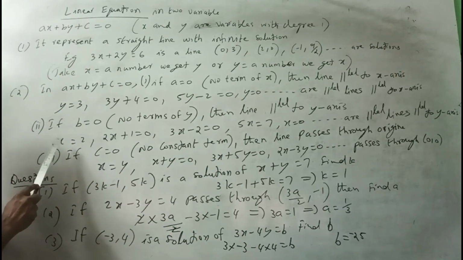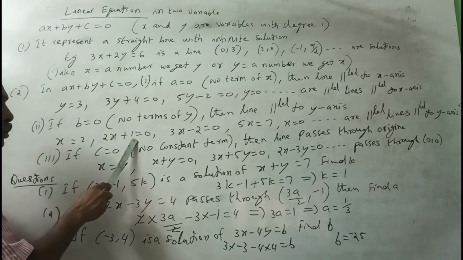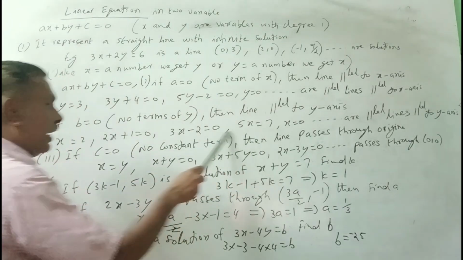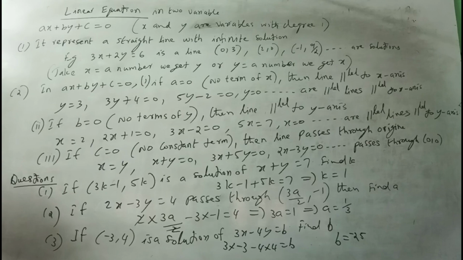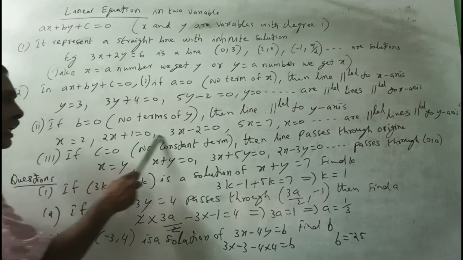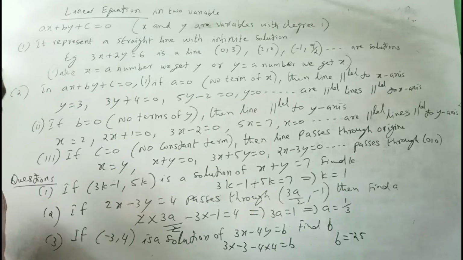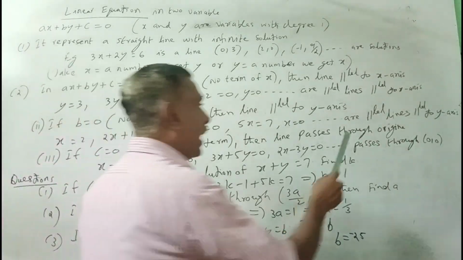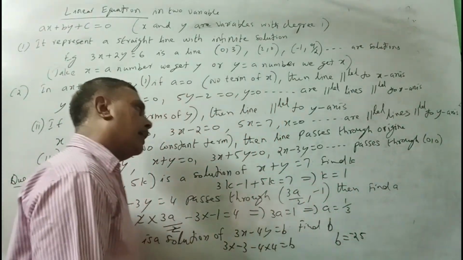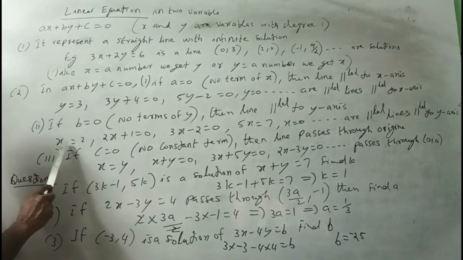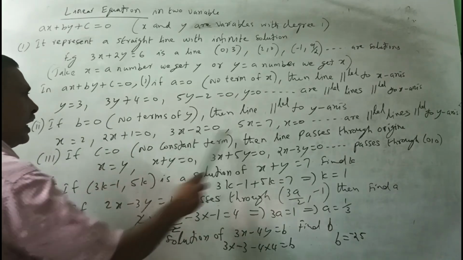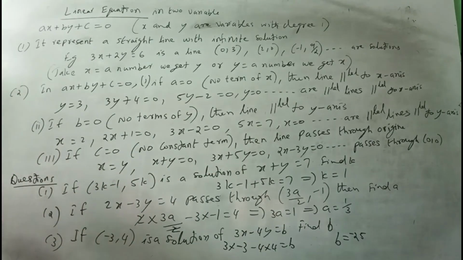Some examples: x is equal to 2, no term of y. Here also no term of y. None of these contain a term of y. So all such lines, if we draw them, will be parallel to the y-axis, and the lines are also parallel to each other. All these lines are parallel and parallel to the y-axis.